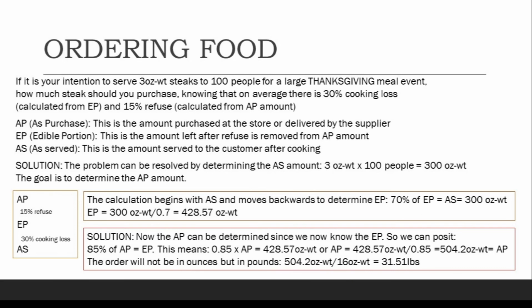So now the AP can be determined. This is what we posit, that 85% of the AP is equal to the EP, and this is because there was a 15% refuse. So this means 0.85 of AP is equal to EP, which we know now is 428.57. We just calculated that previously. So AP then is equal to 428.57 ounce weight divided by 0.85, and that's 504.2 ounce weight. And of course the order is in pounds, so you divide that by 16 and you get 31.51 pounds.